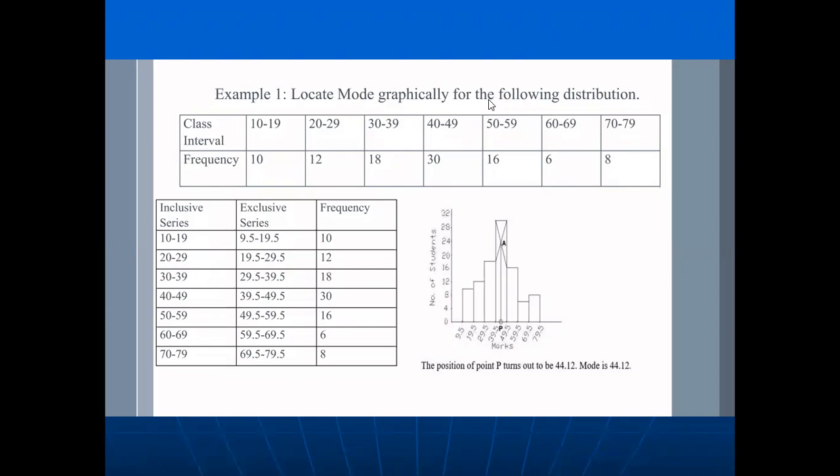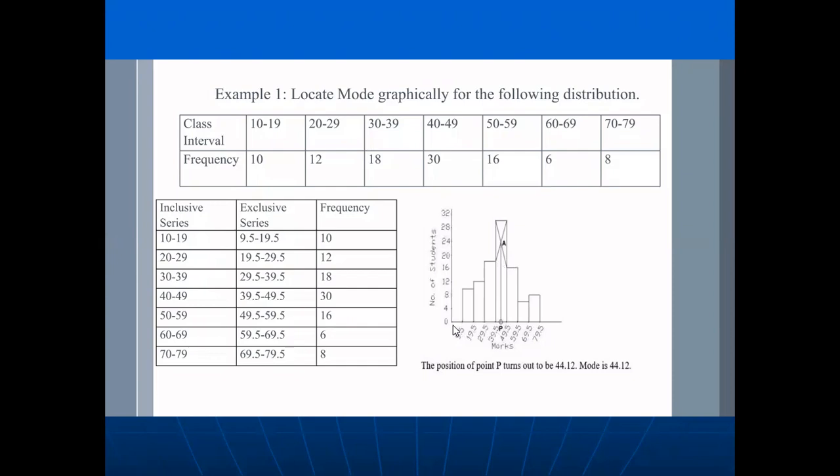So by drawing this graph, you can see that 39.5 to 49.5 has the frequency 30. Then the previous one is 18. The next one is 16. So we have to mark these points, the highest repeated bar. So diagonally we have to connect these numbers. Then at the intersection point we have to plot this number.